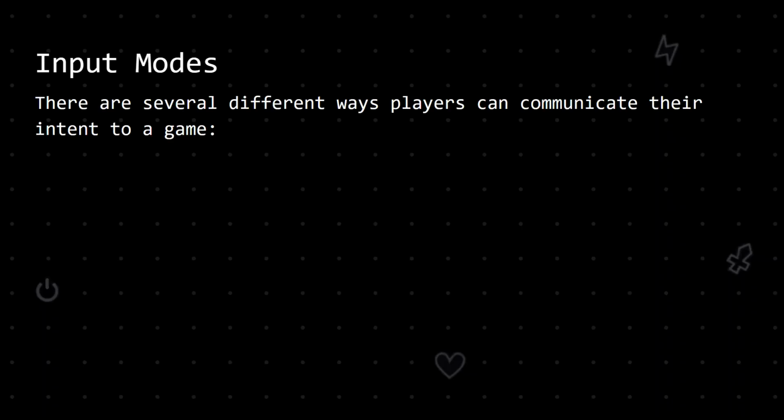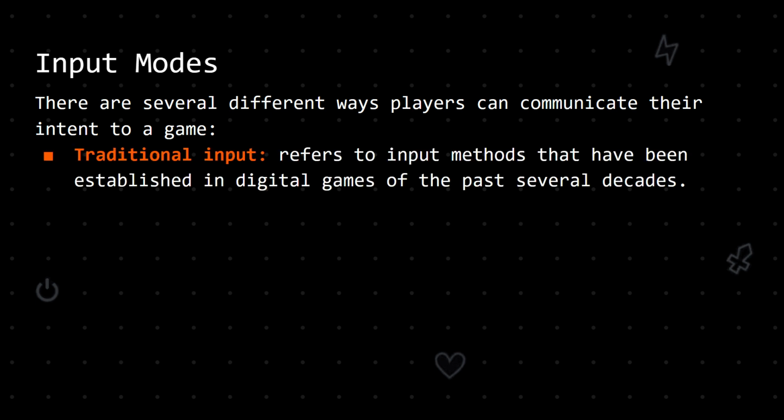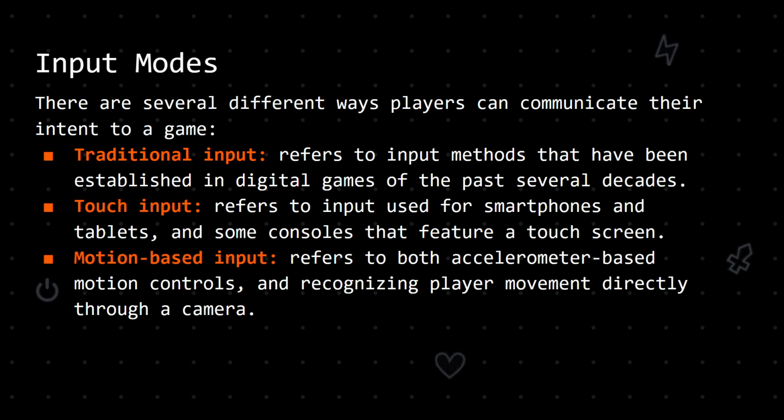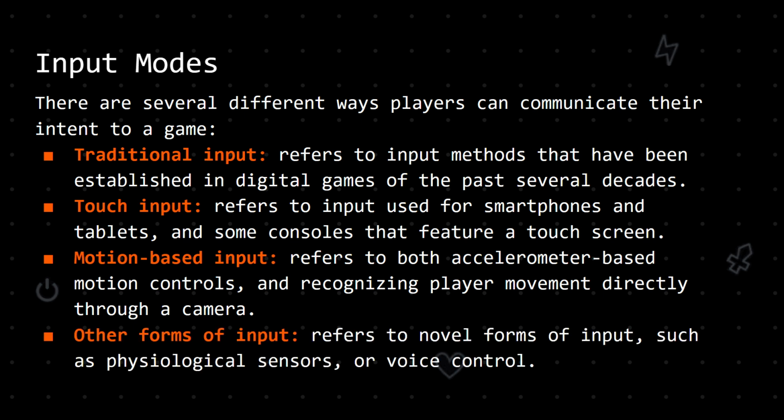There are several different ways players can communicate their intent to a game. Traditional input refers to input methods that have been established in digital games of the past several decades. Touch input refers to input used for smartphones and tablets, and some consoles that feature a touchscreen. Motion-based input refers to both accelerometer-based motion controls and recognizing player movement directly through a camera. Other forms of input refer to novel forms of input, such as physiological sensors or voice control. These are not commonly employed, but they do provide interesting design opportunities.